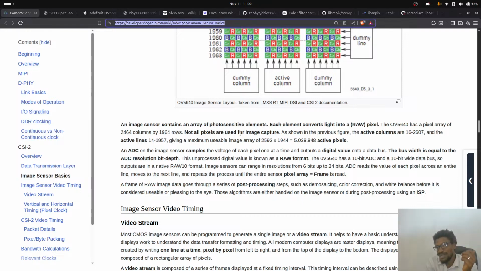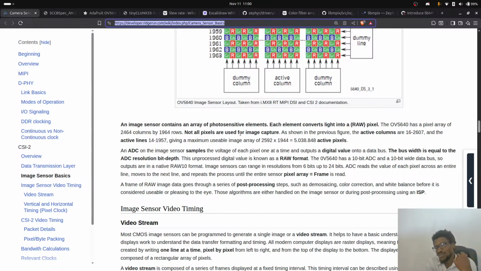The bus width is equal to the ADC resolution bit depth, and this unprocessed digital value is known as a raw format. And the OV5640 has a 10-bit ADC and a 10-bit wide data bus. So outputs are in the native raw 10 format. Image sensors can range in resolution from 6 bits all the way to 24 bits.